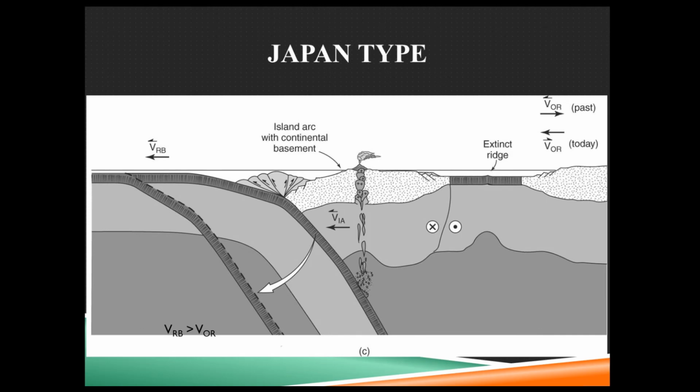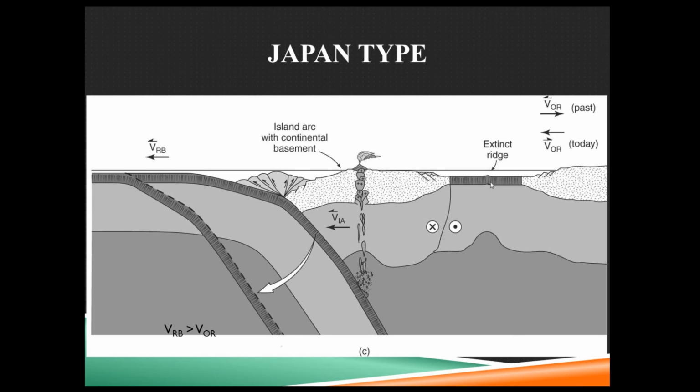On the other hand, we can have a case where it used to be faster and now it's more equal. Or a case where it used to be faster and now it's moving in a different direction altogether. So, we can get different changes occur. Rollback still happening, but in the past, the overriding plate was either going in a different direction or going more slowly, but now is going in the same direction and the same speed as the rollback, so the extension has stopped.